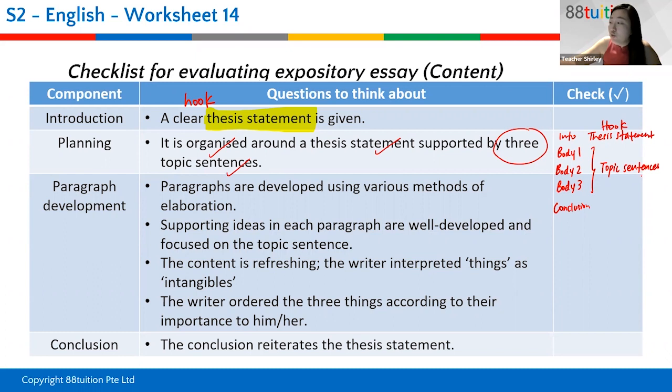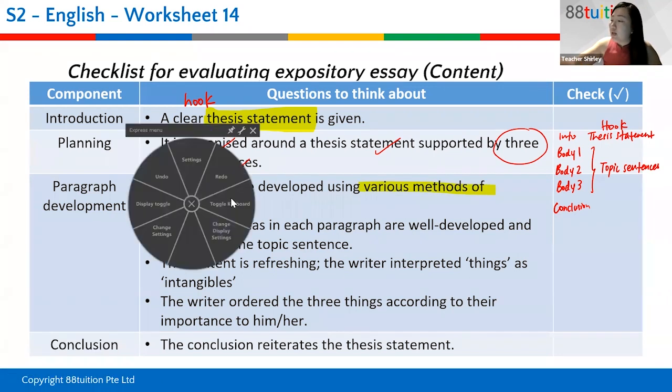You get what I mean? So you must have topic sentences for each body paragraph. So you show that you have done some planning. Okay? We'll come to the conclusion later. Yeah, we'll talk about the paragraphs first. So within the body paragraph, it must have various methods of elaboration. What do I mean by various methods?